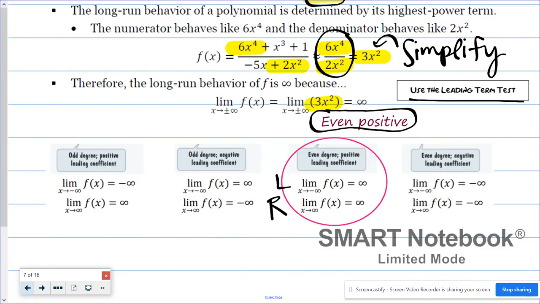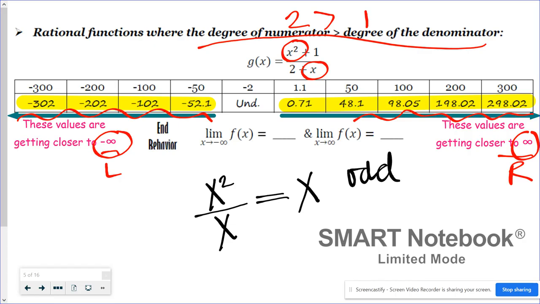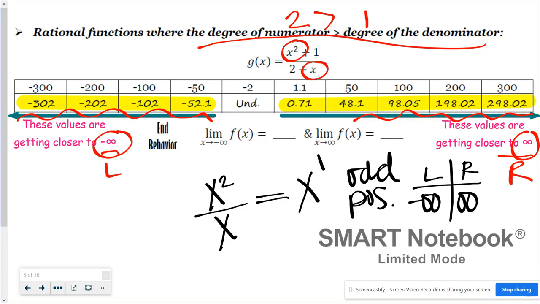So going back to our investigation in this problem here, we had x squared was the leading term on top, x was the leading term on the bottom. I simplify this and I get simply x. So this is an odd degree because it's technically 1, and it's positive. And we know that all odd positives have an end behavior of negative infinity on the left and positive infinity on the right.